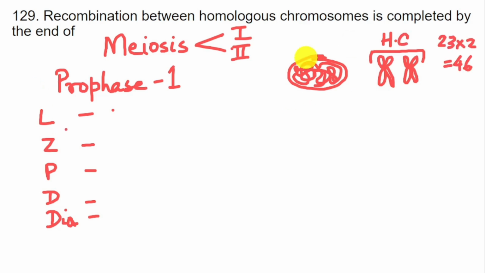So leptotene is when the chromatin starts to form chromosomes. So very early stage of the compaction is leptotene. So chromosomes will be seen as thin strands, very thin strands. So hence the name leptotene. Next one is zygotene. So what will happen?